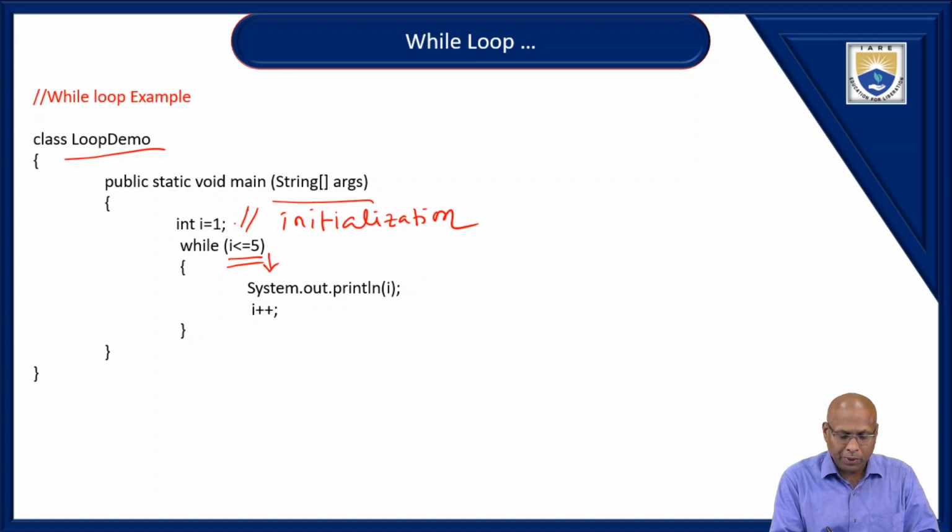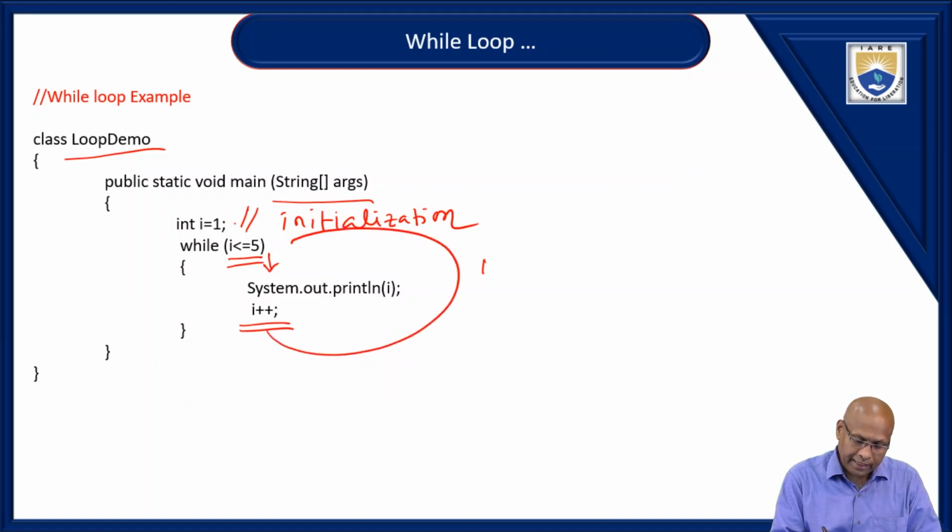Print i. i will be how much? Initial 1. After printing 1, this is my operation part. i becomes now 2. Again check the condition. Now i becomes 2. 2 is less than or equal to 5? Yes. Yes means come inside and print 2. After printing 2, i plus plus. So i becomes 3. Again, after the operation, 3, then it checks. 3 is less than or equal to 5? Yes. Again prints 3. After printing 3, again the operation. i becomes 4. Again go and check.